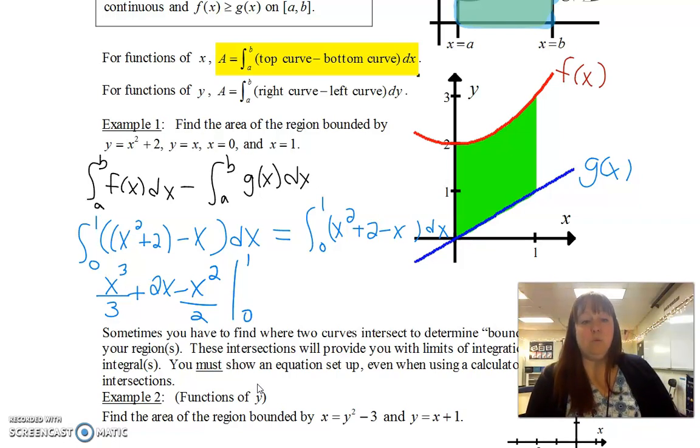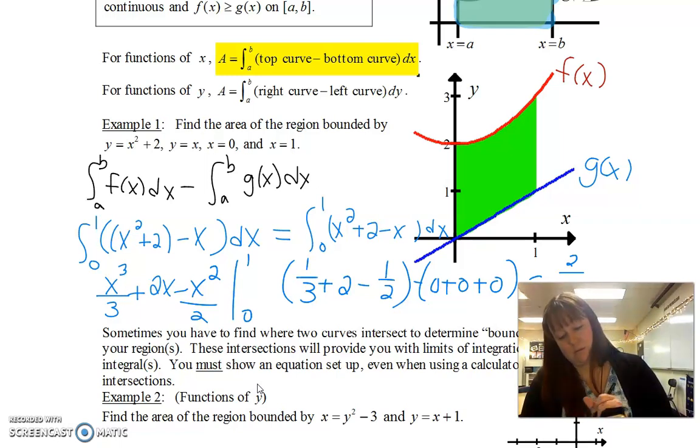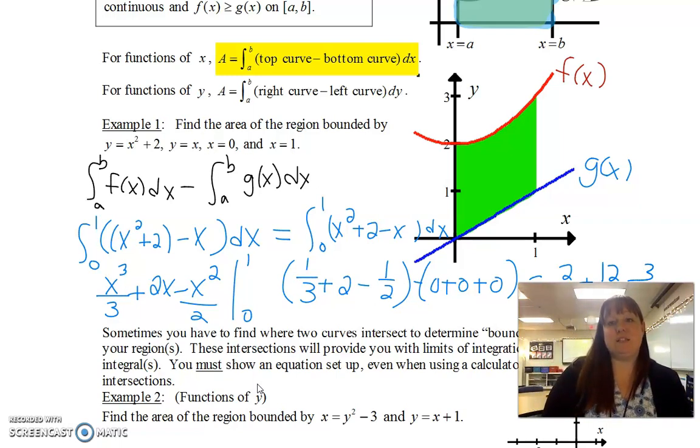So then we evaluate this from 0 to 1. When we put 1 in here, we get 1/3 plus 2 minus 1/2. And then when we put 0 in there, we get 0 plus 0 plus 0. So, in the end, we need this in 6. We have 2/6 plus 12/6 minus 3/6, which gives us 11/6. So the area in between these two curves is 11/6.